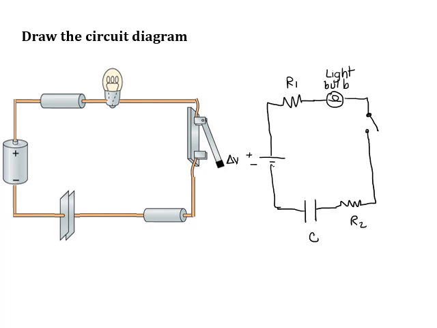With our switch, in the one that we have drawn right now, our switch is open. So if the switch is open, there's no current flow. If we flip the switch and make it closed, there will be a current flow.